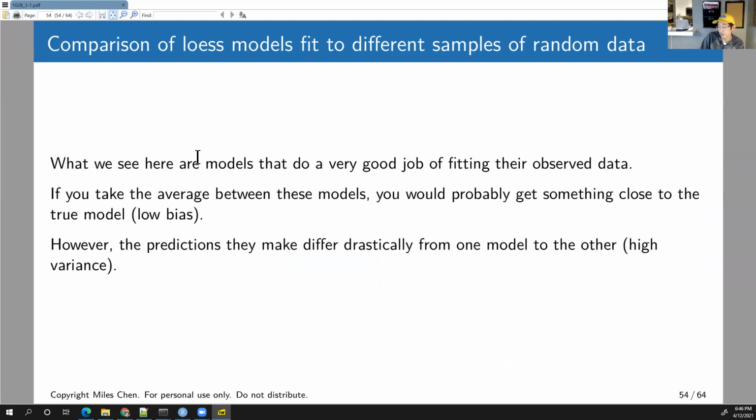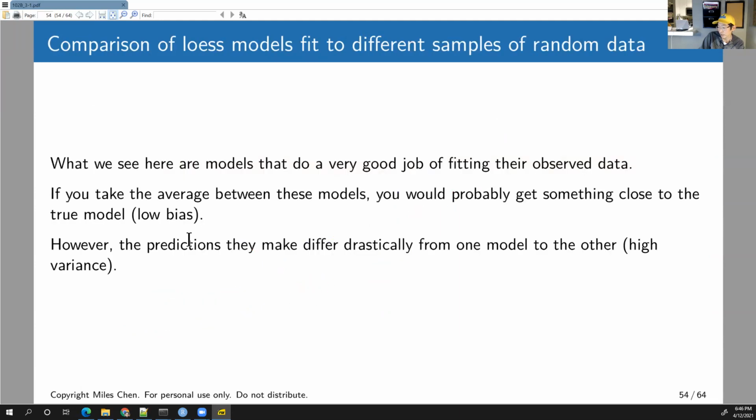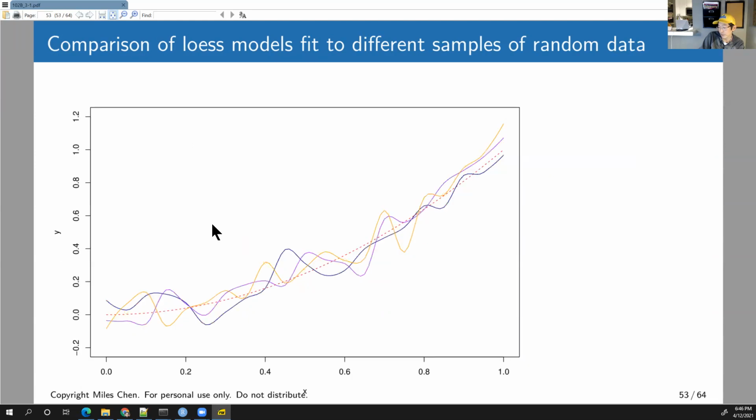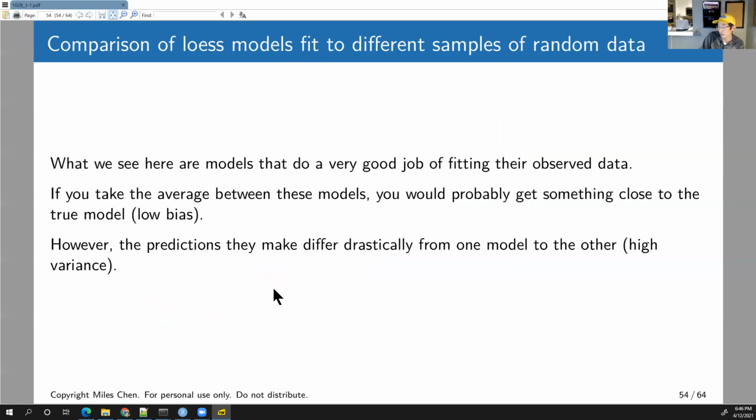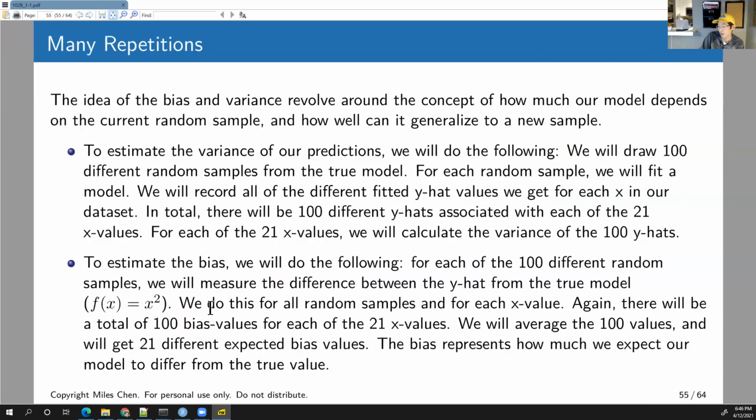So what we see here are models that do a very good job of fitting their observed data. These lines do a very good job of fitting the observed data. And if you took the average of all three lines, it would probably be very close to this dotted line. But if you look at one model compared to another, they're going to differ quite drastically from each other.